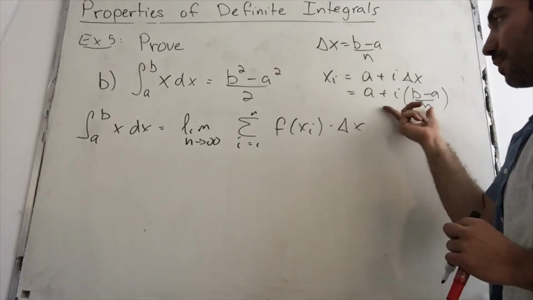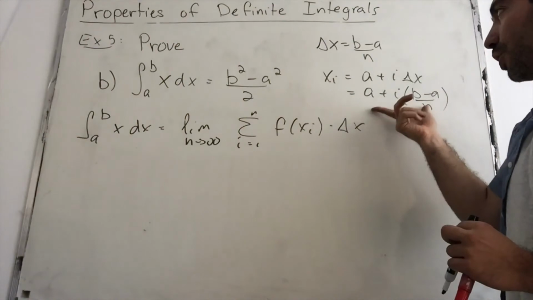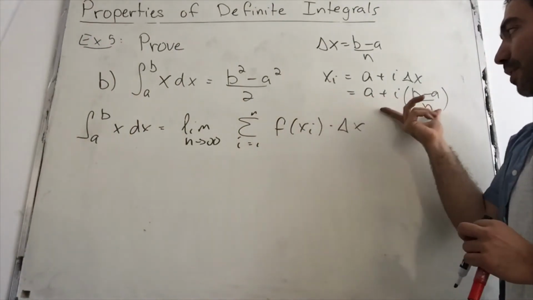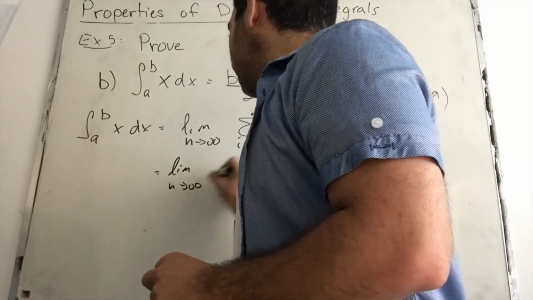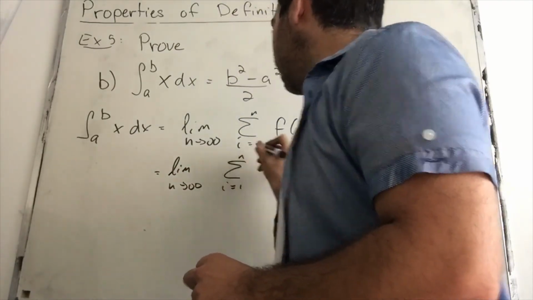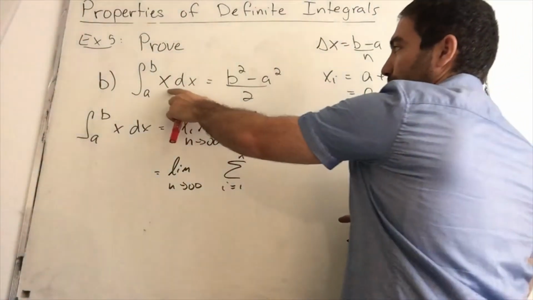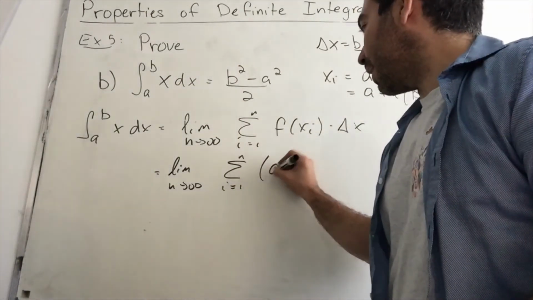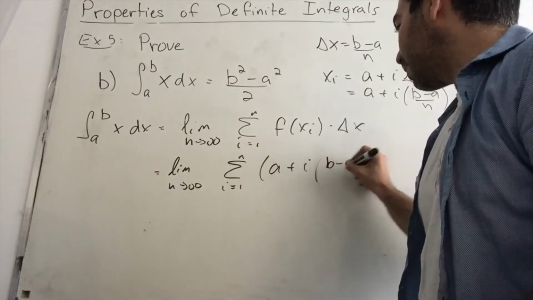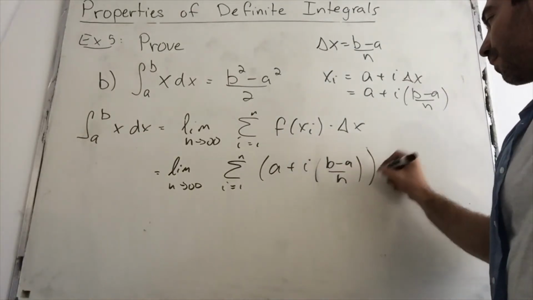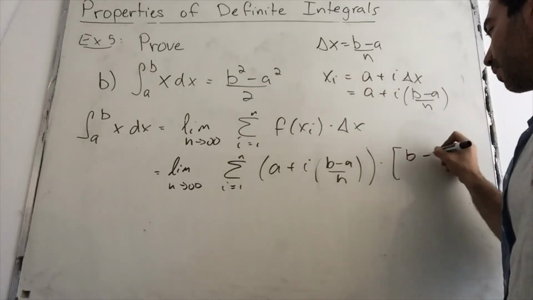So xi, we're just taking this function and plugging it into this one here, which is just x. It's the identity function, so f of xi is just simply this, leaving us with the limit as n goes to infinity, summation i equals 1 to n. f of xi, as I just stated, xi is this, f of xi gives us back x, so we're just left with a plus i times b minus a over n, and then delta x on the outside is simply just b minus a over n.